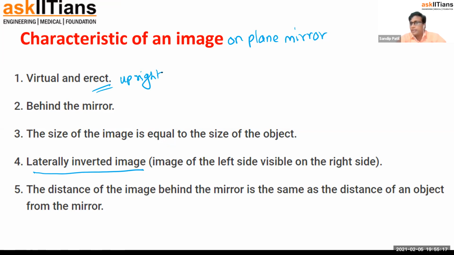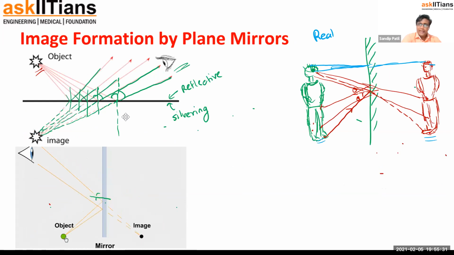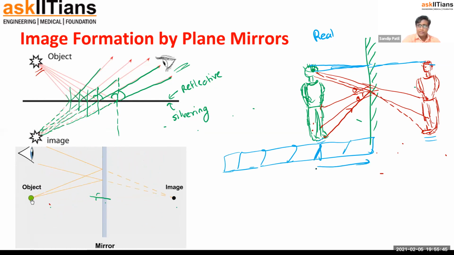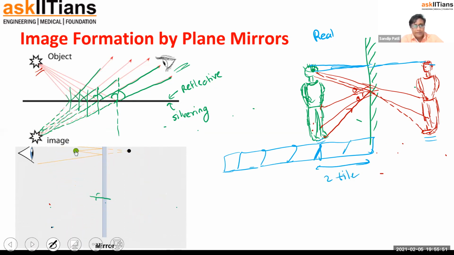But there is a lateral inversion, which means left becomes right, right becomes left. Then the distance of the image behind the mirror is the same as the distance of the object in front of the mirror. So very simple. If this is your floor, and you are standing at 2 units distance, these are tiles, you are standing on 2 tiles. Your reflection will also stand on 2 tiles only. So this is the reflection.